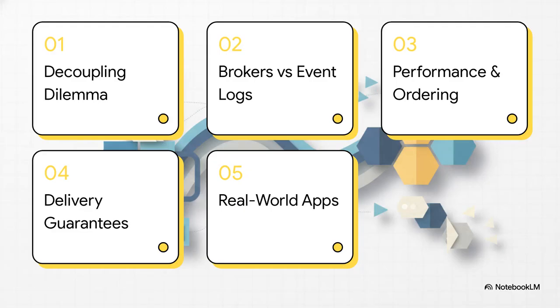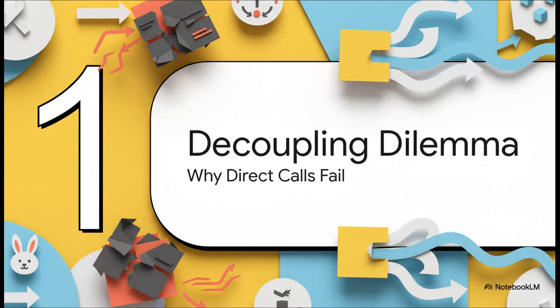Okay, here's our roadmap for today. We'll kick things off with the decoupling dilemma, then explore message brokers versus event logs, dive into a heavy-hitting performance and ordering showdown, unpack those tricky delivery guarantees, and finally, look at some real-world applications. Section 1. The decoupling dilemma, and why direct calls fail.